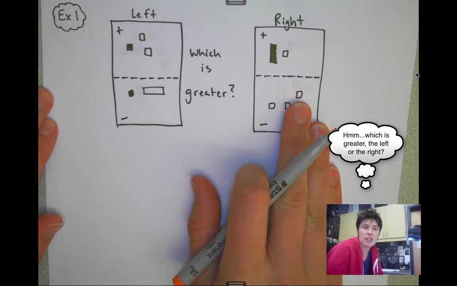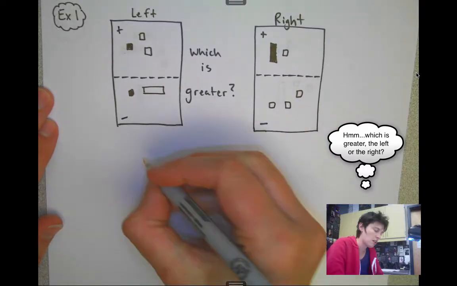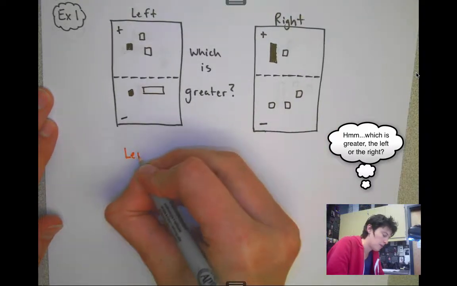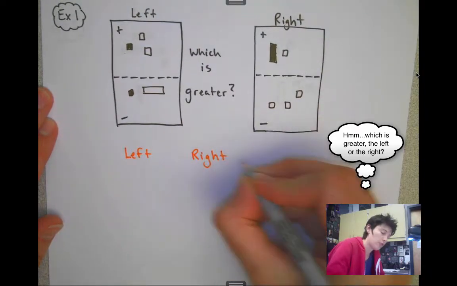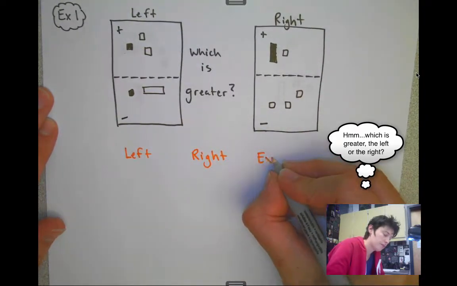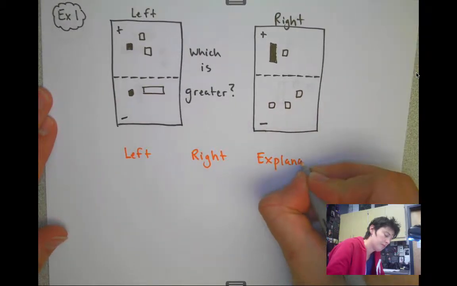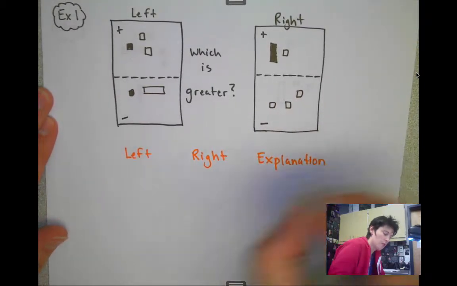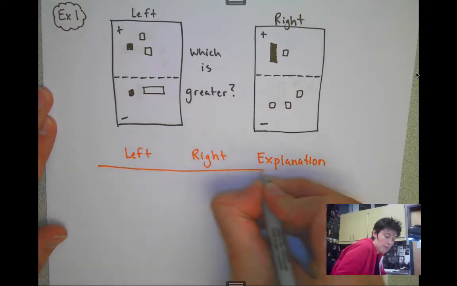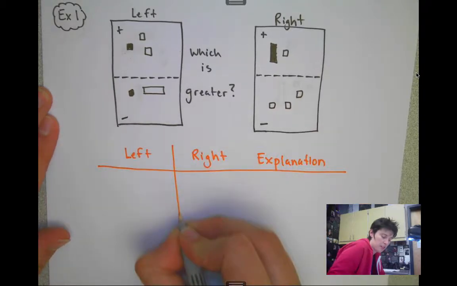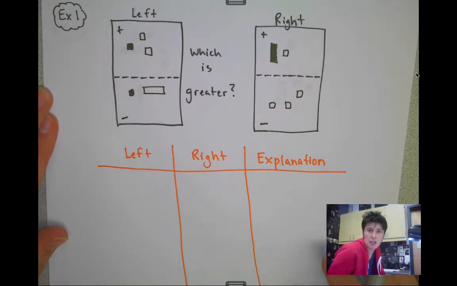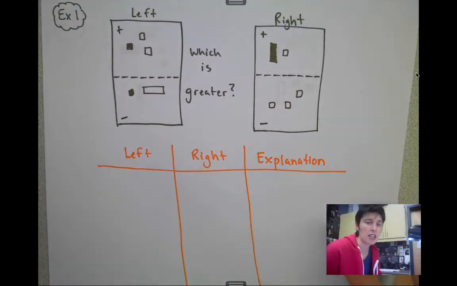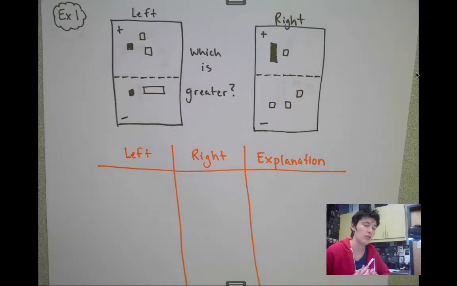And we're going to do that in a very organized fashion. We're going to try and make a table. So we're going to have left, right, and we're going to include what's called an explanation. We want to make our work readable to others so that people can follow our thought process. Now if you're not in our class and you don't know what an algebra tile is and you're totally lost, you may need to back up a few videos and go watch about that first.